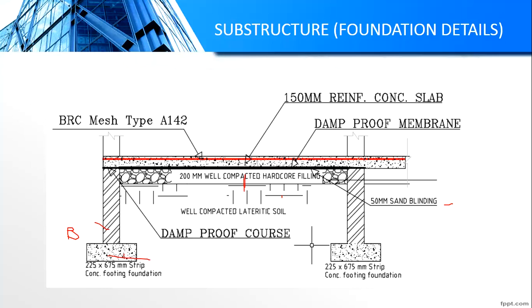For the second school of thought in construction, after compacting the laterite soil, they lay their DPM. After laying their DPM, they put their hardcore, or the nylon on the DPM, then they put their BRC mesh. After the BRC mesh, they cast their concrete slab. But this is the recommended school of thought which we are going to follow in this project. So let's go.